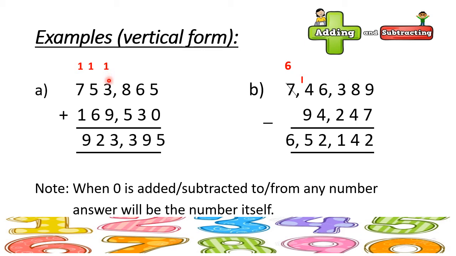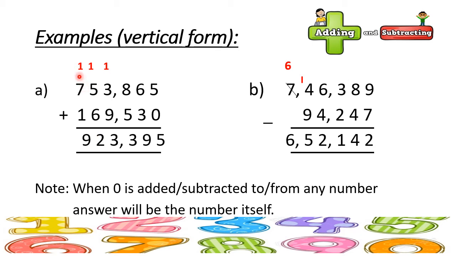Now in the thousands column, we have 1, 3 and 9. When we add these three numbers, the answer will be 13. Again, we will write 3 here, and the carry goes to the next column. This is the ten thousands column, and here we also have 3 digits: 1, 5 and 6. 6 plus 5 plus 1, the answer will be 12. We write 2 here and 1 will be the carry to the next column.